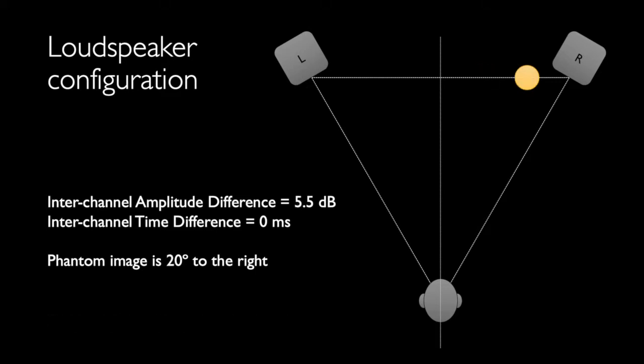Now I've increased the interchannel amplitude difference so that I'm 5.5 decibels louder in the right channel. The result should be that I've now moved about 2/3 of the distance to the right loudspeaker, or to an angle of 20 degrees in a correctly set up stereo system.